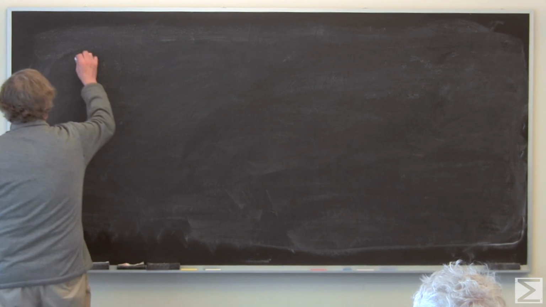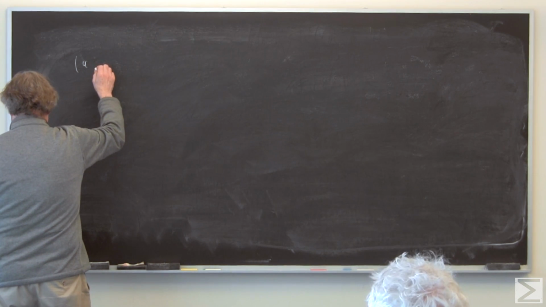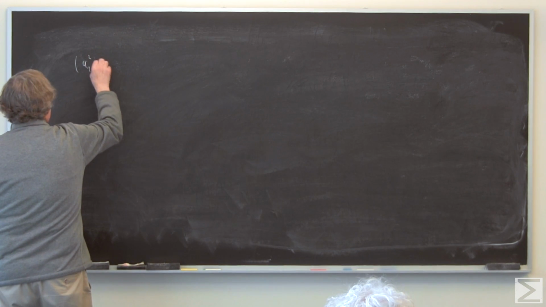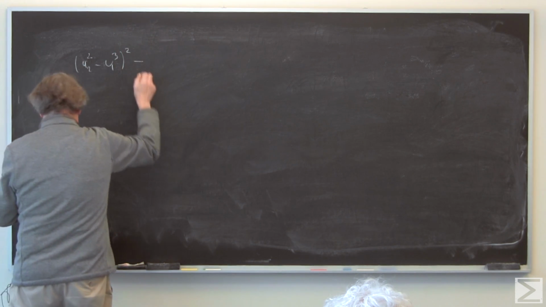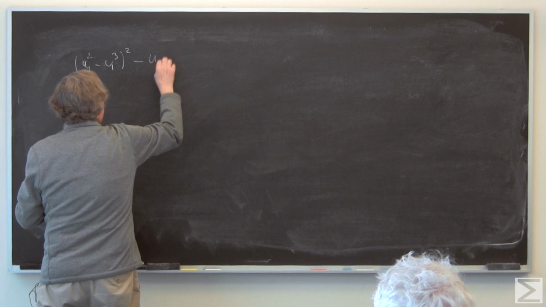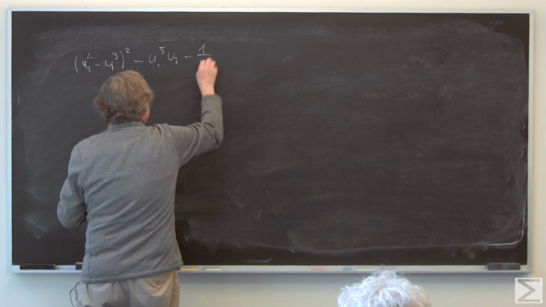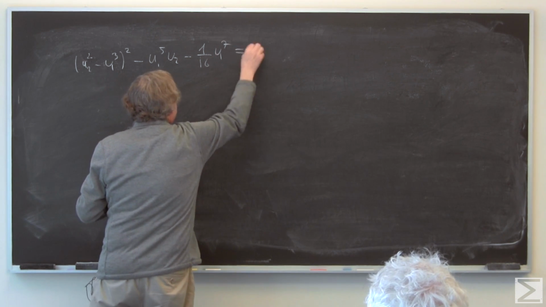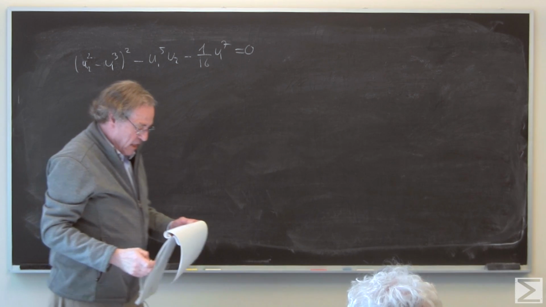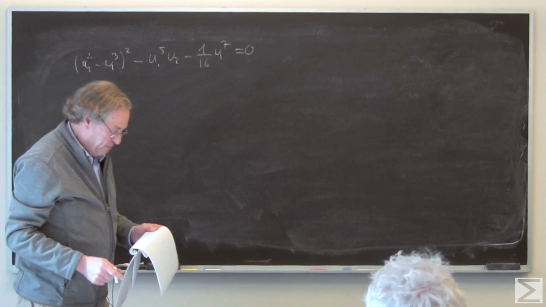It is a plane curve, and I will give it to you in coordinates u1 and u2: u2 squared minus u1 cubed squared minus u1 to the 5 u2 minus 1/16 u1 to the 7 equals 0. You recognize the equation of a plane curve. You may also recognize that it is irreducible.